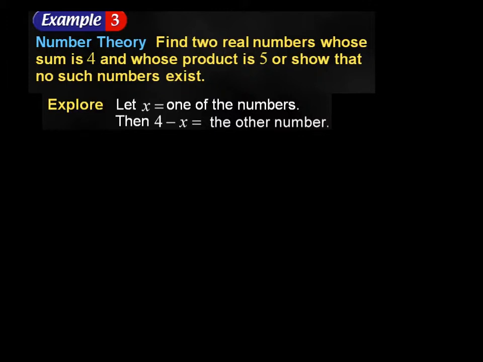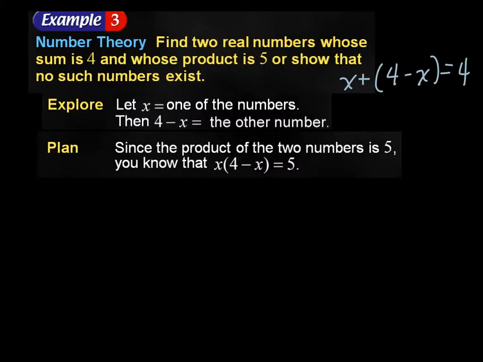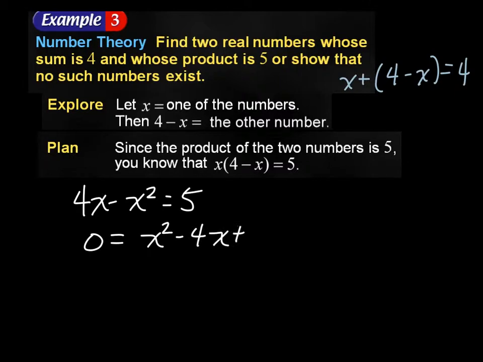So if we let x equal one of the numbers, then the other number would have to equal 4 minus x. Just real quickly, x plus 4 minus x equals 4. Since you know the product of the two numbers is 5, you know that x times 4 minus x is 5. So if we distribute that out, we'd have 4x minus x squared equals 5, or 0 equals x squared minus 4x plus 5.